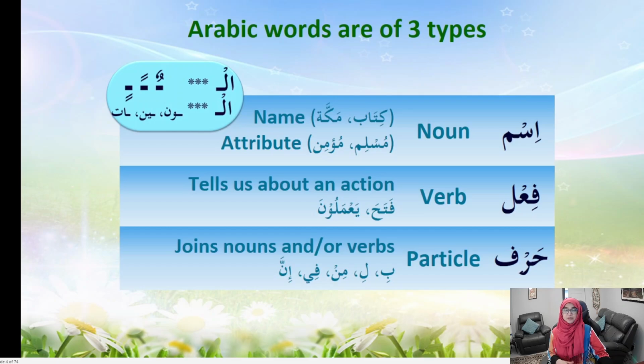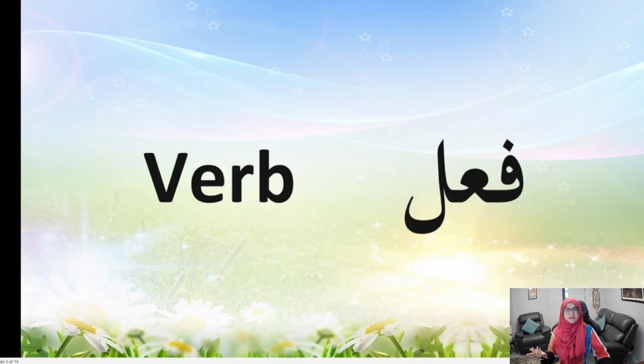Fi'al, we have done fi'al. What is fi'al? Fi'al is an action. It's a verb. It's an action word. It shows what action has been done, or is being done, or will be done. Now, harf are particles. These are little words which are going to join the nouns or the verbs, and they are bi, li, min, fi, inna, ala, ila, and so on. We've done a lot of them.